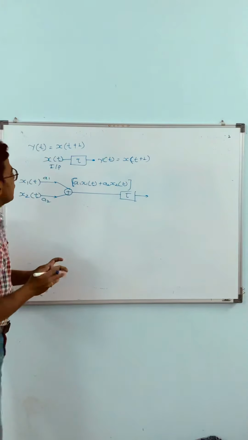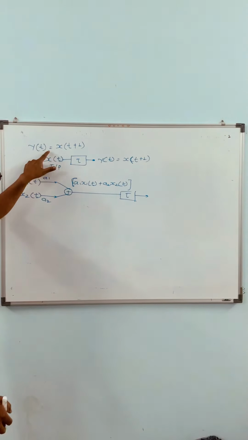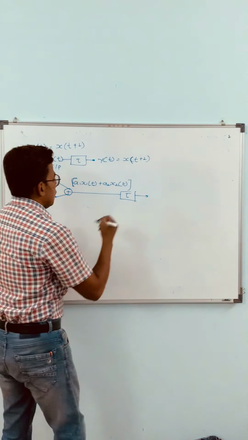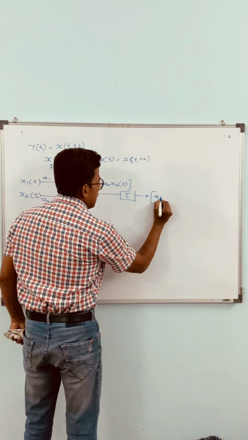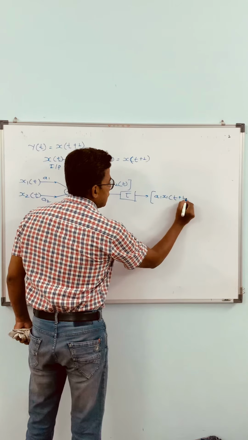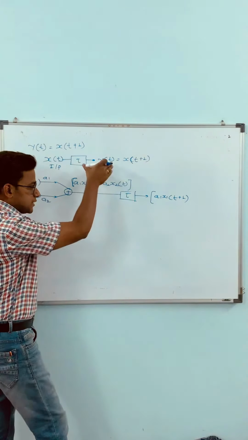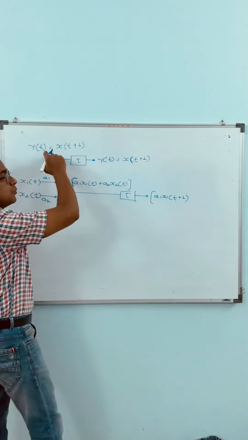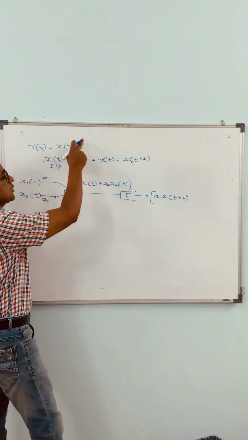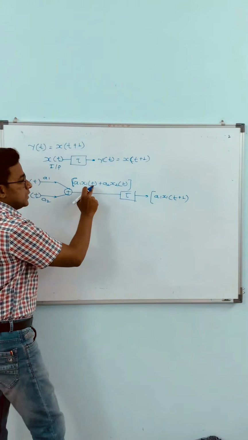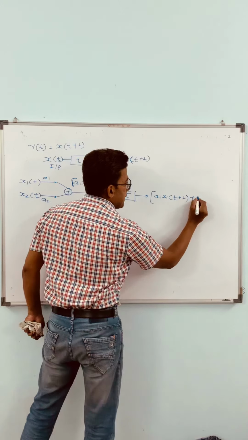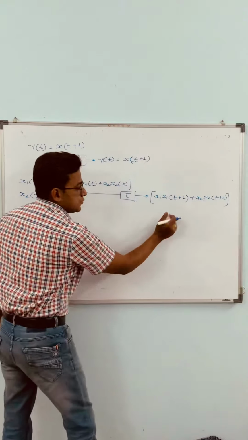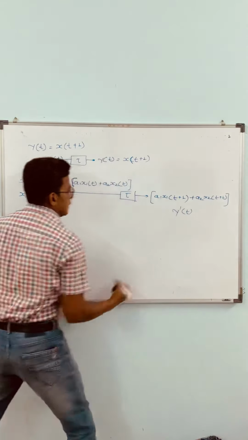By observing the given equation, what is the output? X of t becomes x of t plus 1. So here we can write a1 x1 of t plus 1 plus a2 x2 of t plus 1, because the signal goes into the system and the output is created. Observe the numerical: x of t becomes x of t plus 1, so t plus 1 in each place. For this first output, we will call it y dash of t.